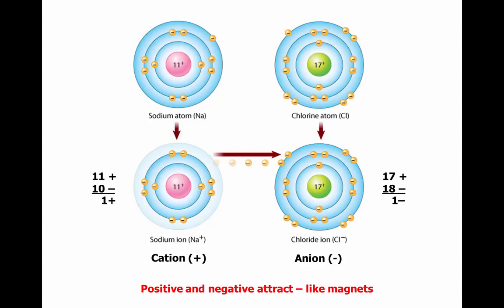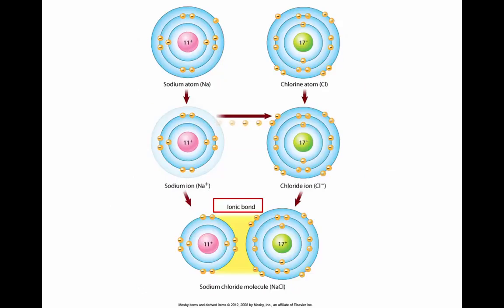Chloride is negatively charged? Well, we know what opposites do. They attract. The positively charged sodium forms what we call an ionic bond with a negatively charged chloride ion, thus forming the compound known as sodium chloride, table salt.